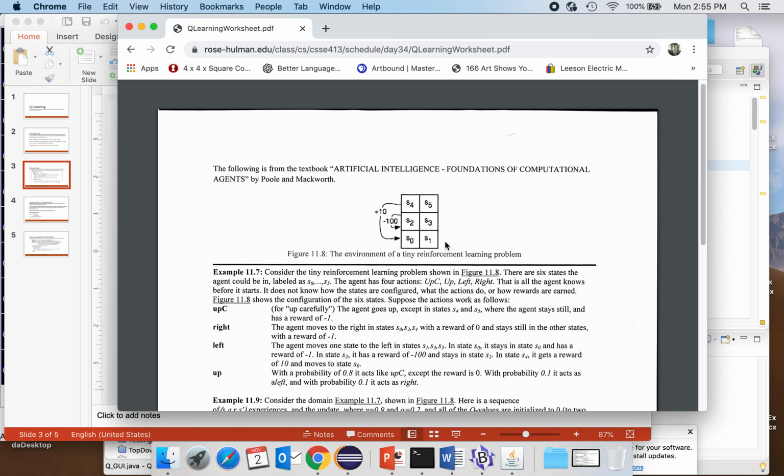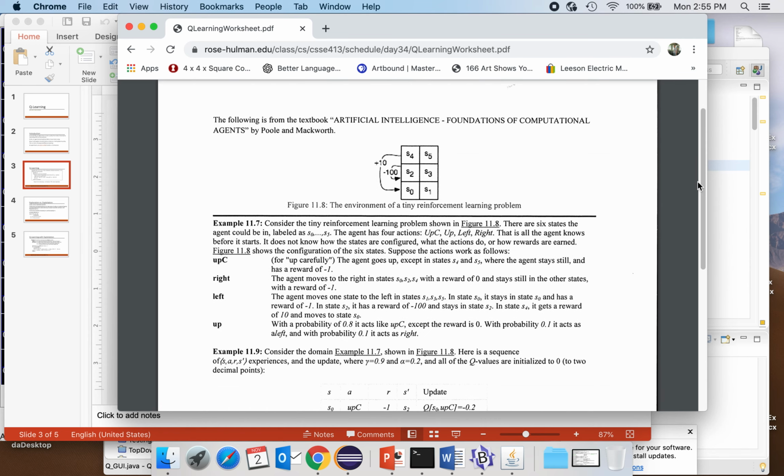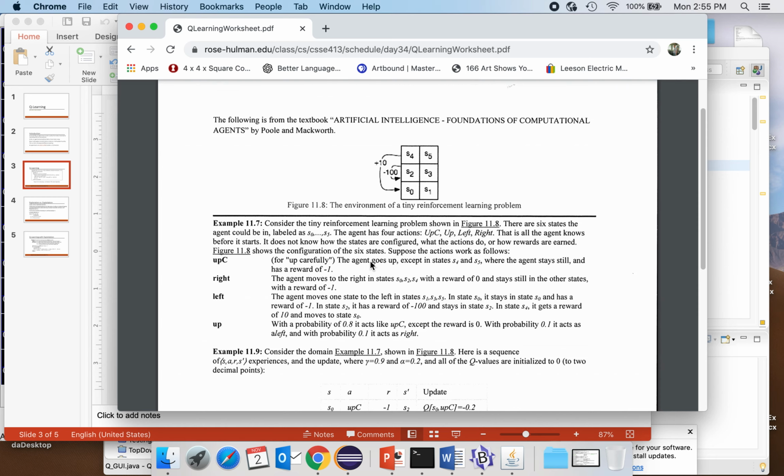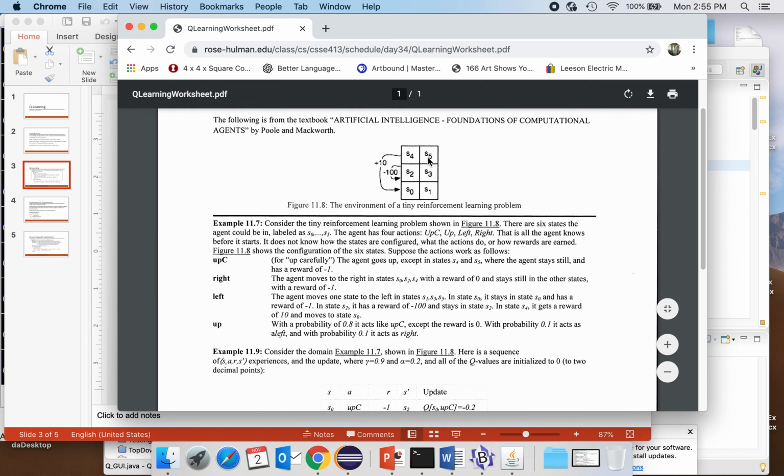So we have 6 states and 4 different kinds of actions. Let's understand the states and the actions before we look at the state transition functions. Up C is up carefully. The agent goes up except in states S4 and S5, so from S0 to S2, from S1 to S3. Going up in these two states is fine. But over here, going up is a reward of -1. Actually, the reward is always -1. I apologize. Except in S4, if we try to go up, we stay here, and same thing over here.